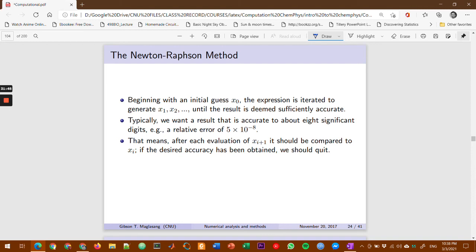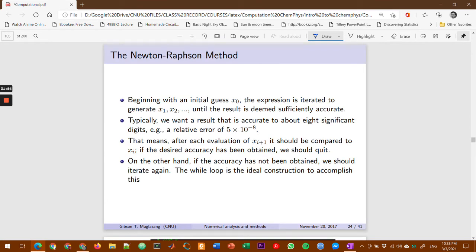Okay? So after each iteration, you evaluate x sub I plus 1 compared to x sub I. If, on the other hand, the accuracy has not been obtained, we should iterate again. Okay? The while loop is the most ideal and nicest to use for this algorithm to accomplish the goal.